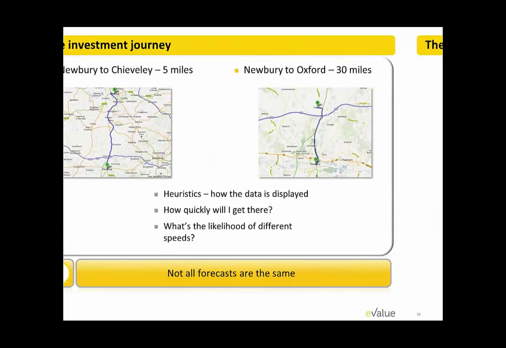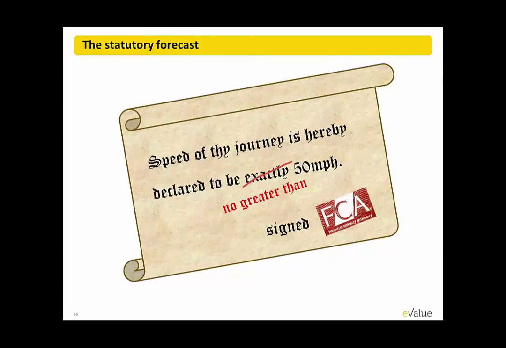So to start off with, what you could do is use a statutory forecast. Now, originally, there was a statutory requirement for 5, 7, and 9, which I'm sure you're all aware of, and that means that basically, in this analogy, your speed is determined in advance. So the speed of the journey is exactly 50 miles an hour. That's given to you by the regulatory requirements.